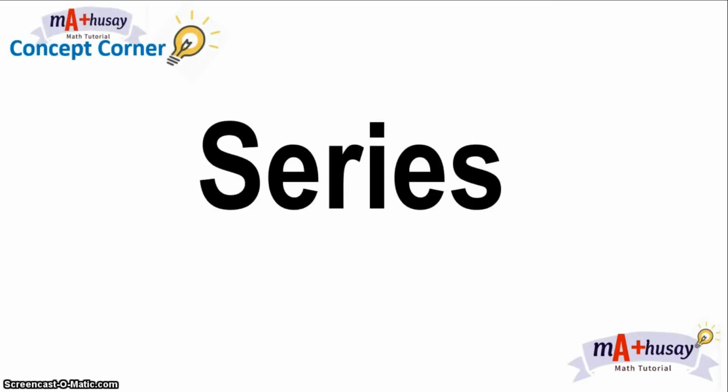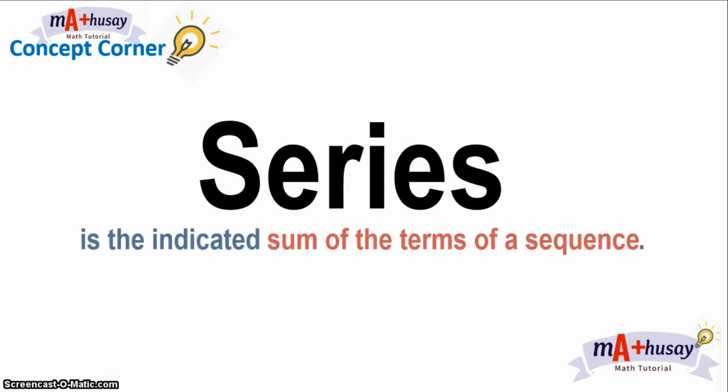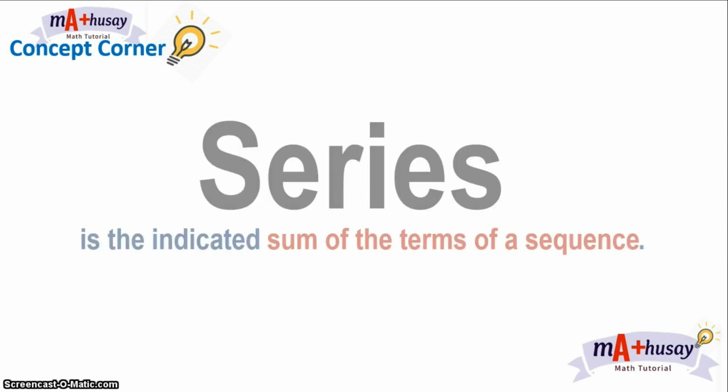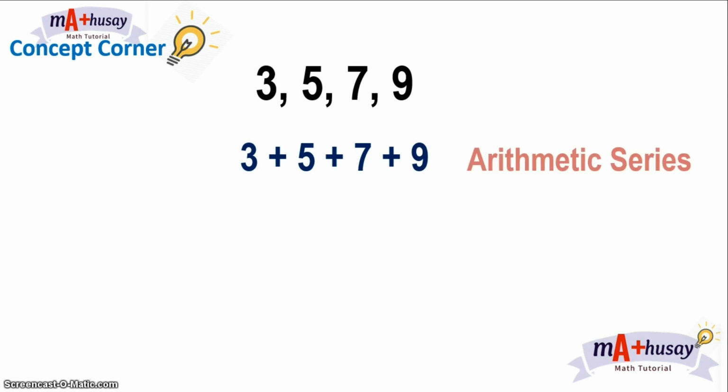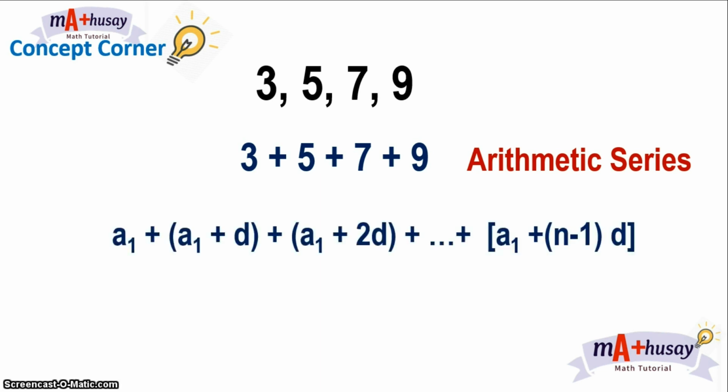What is a series? A series is the indicated sum of the terms of a sequence. For the arithmetic sequence 3, 5, 7, and 9, the arithmetic series is 3 plus 5 plus 7 plus 9. In simpler terms, we are just adding the terms of the arithmetic sequence from the first term, or a sub 1, up to the last term, or a sub n.